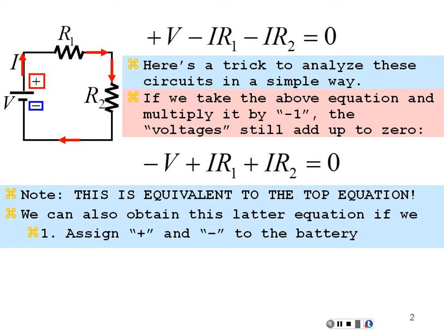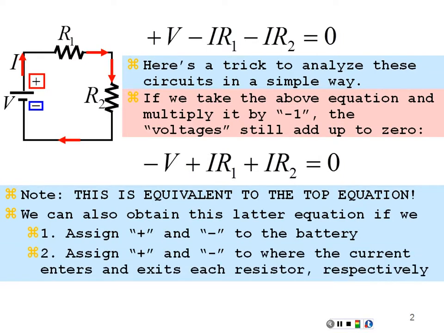Like that. Then, wherever the current enters a resistor, I'm going to call that the positive end. And wherever the current exits a resistor, that is the negative end. So with this current going left to right through resistor 1, I will have positive, negative on that. As it's going down top to bottom through resistor 2, I will have plus and negative there. Wherever the current enters, positive, exits, negative. So now I have all my components marked positive or negative.